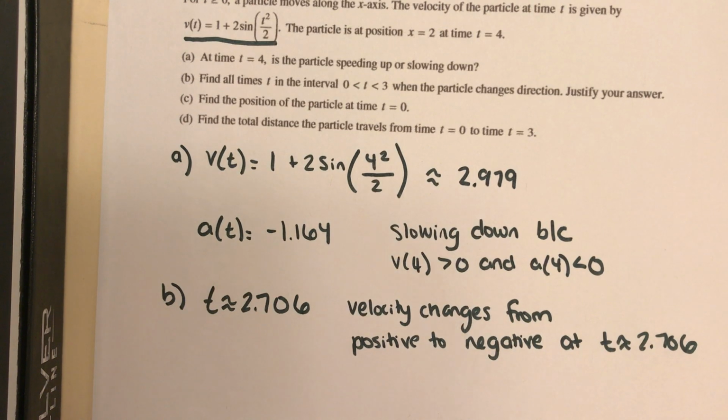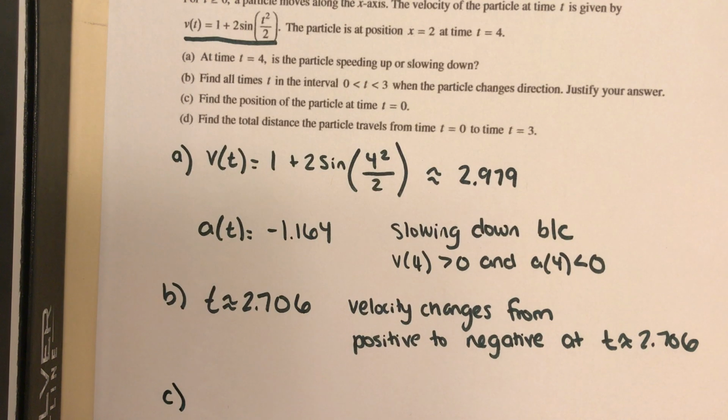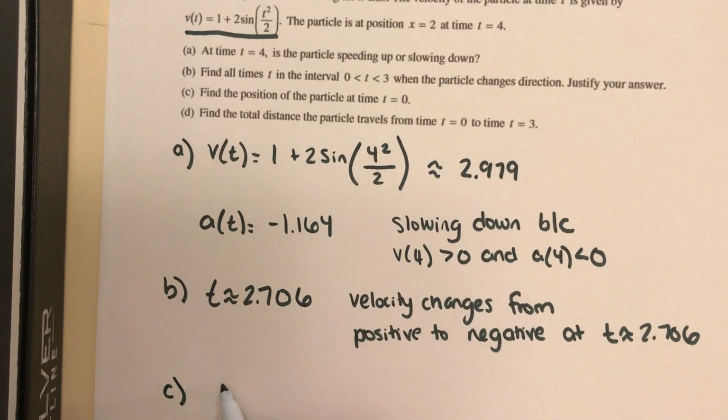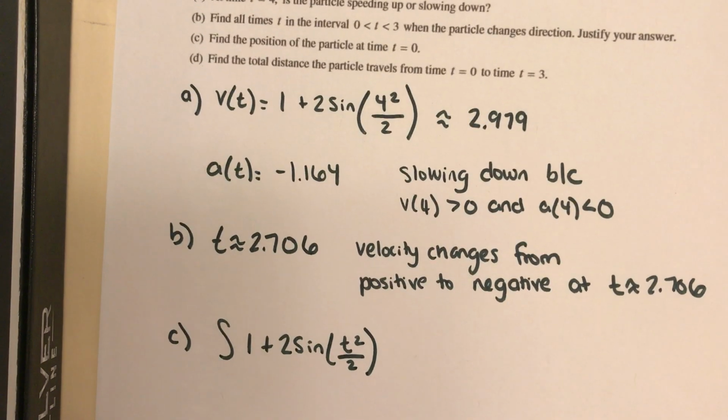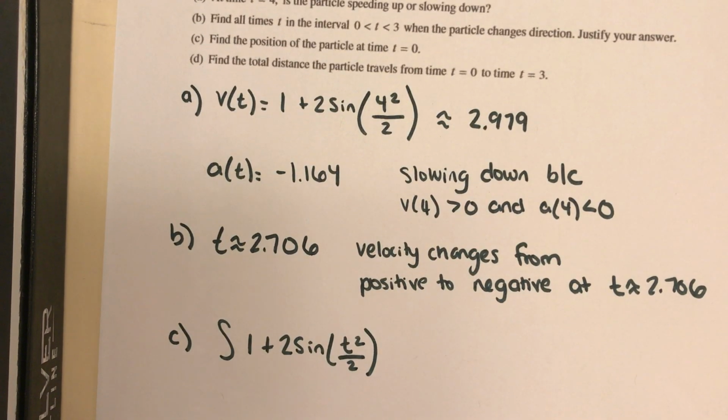So if we have velocity, that's the only formula that we know. If we want position, we're going to go backwards by taking the integral. So I want to go from the integral of 1 plus 2 sine of t squared over 2. Even though we have a calculator to do this one, we want to make sure we write down our work so we can get full credit. And the time interval that we're talking about is at time t equals 0.